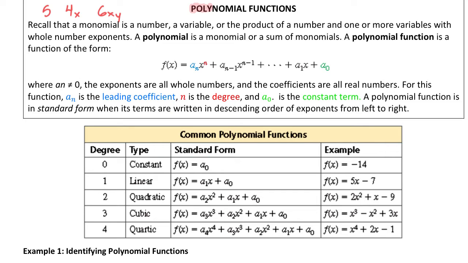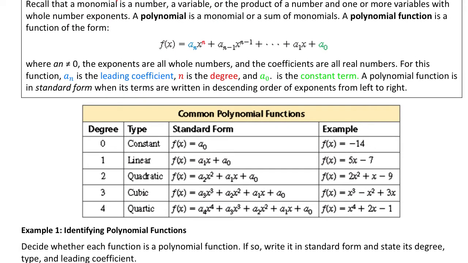Now, a polynomial function looks like this. This looks like a lot of gibberish right now. But a polynomial is a sum of a bunch of monomials with different degrees, different powers on them. So when we talk about this, the leading coefficient, the degree, the constant term: the leading coefficient is the number times the variable with the highest power. And that highest power is what's called our degree. So I'll show you specific examples of that.